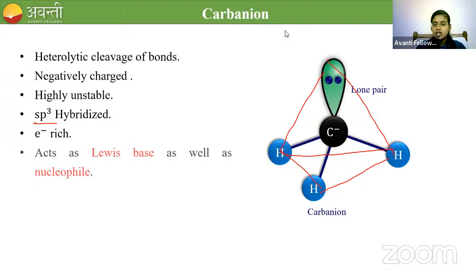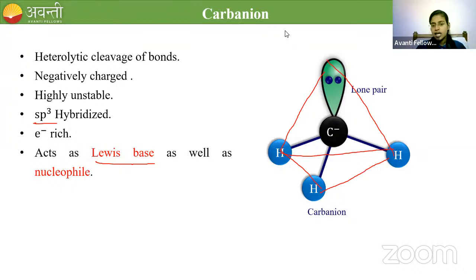It acts as a Lewis base as well as a nucleophile. So what are Lewis bases? Lewis bases are the compounds which are electron donors. Electron donors are called Lewis bases. Since carbanion has one lone pair of electrons, it can donate its electrons to another atom and form a bond.